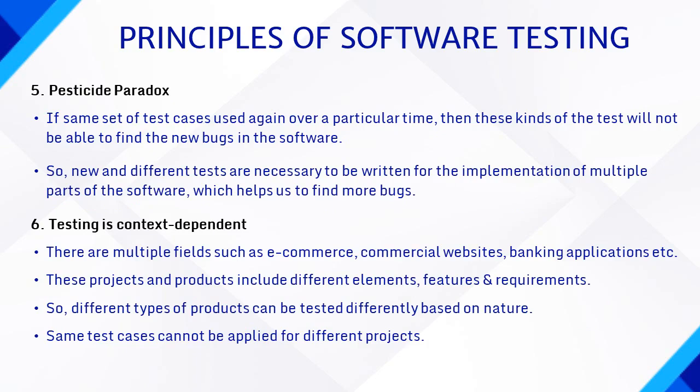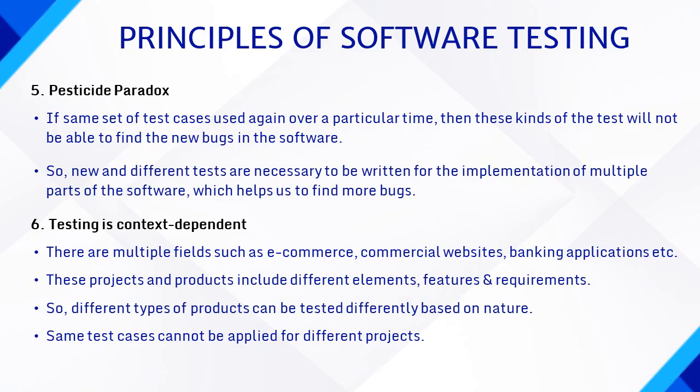The fifth principle is pesticide paradox. If we keep using the same set of test cases again and again, after some time they will stop finding new bugs. This is similar to how pests become resistant to the same pesticide. That's why testers need to design new and different test cases for different parts of the software. By updating and improving the tests, we can continue to find more defects and improve the quality of the product.